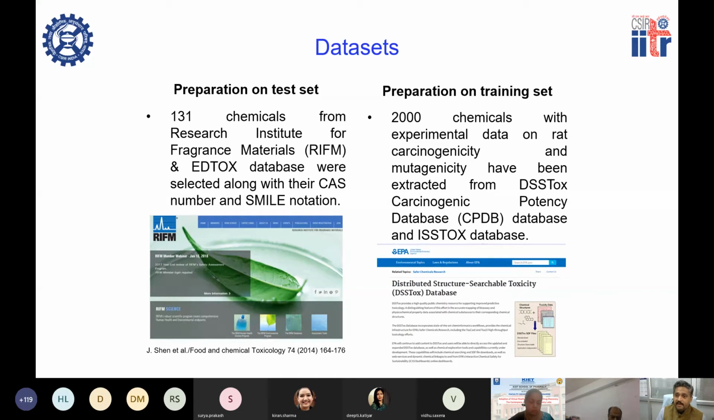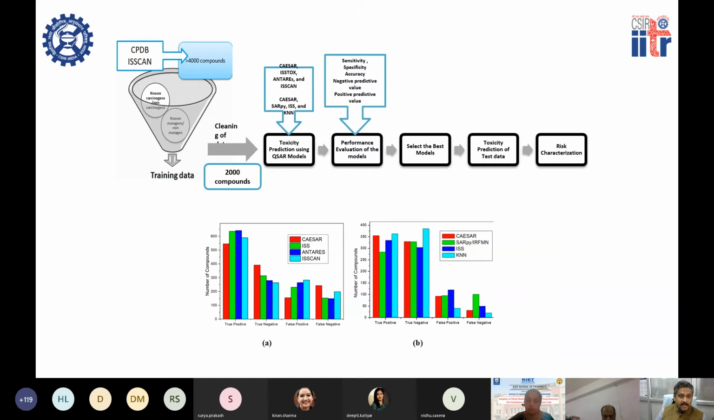For that reason, we collected around 2000 chemicals which have experimental data of rat carcinogenicity and mutagenicity from DSSTox, the Carcinogenic Potency Database, and the ISSSTY database. So we collected around 2000 compounds from these databases and started applying the models we had chosen, for mutagenicity as well as carcinogenicity.